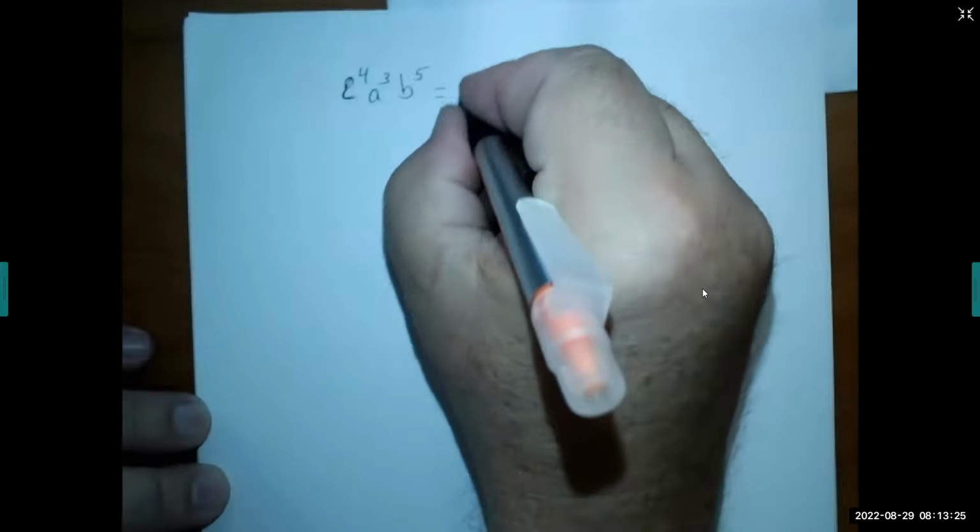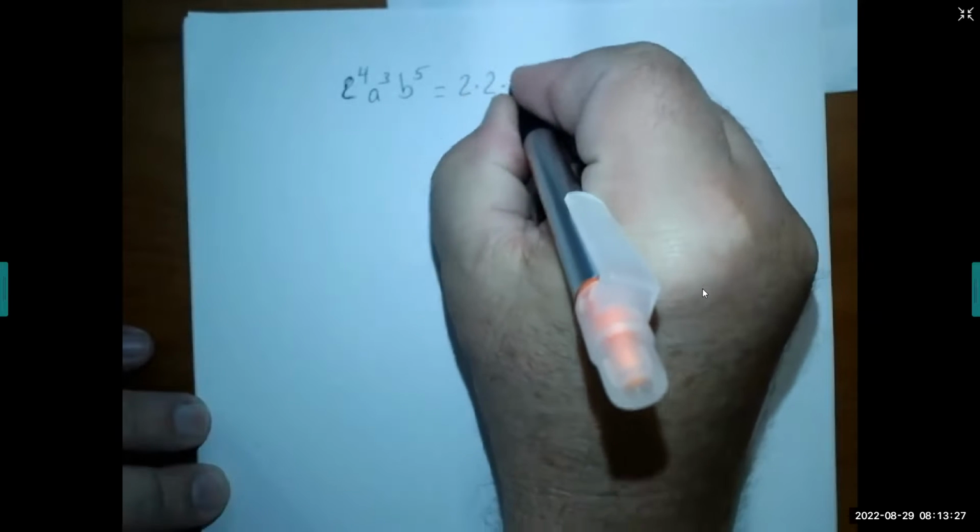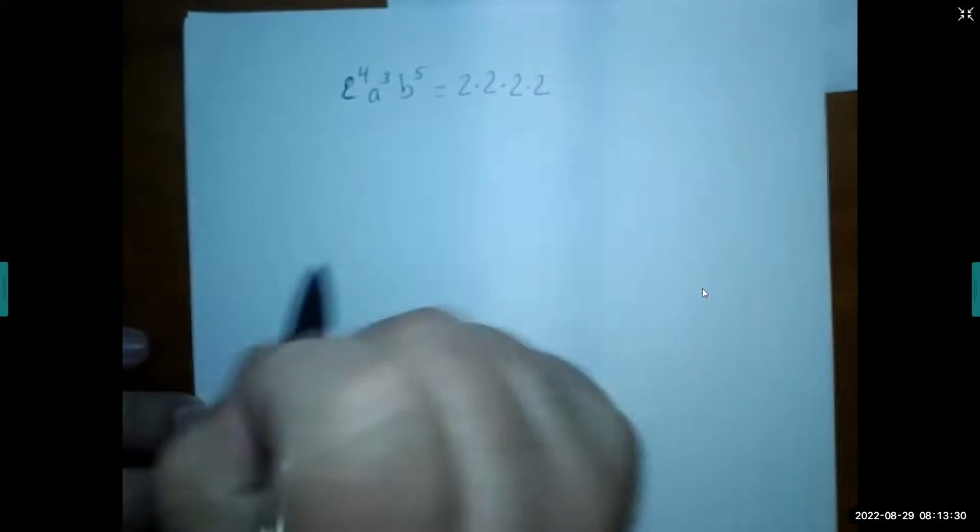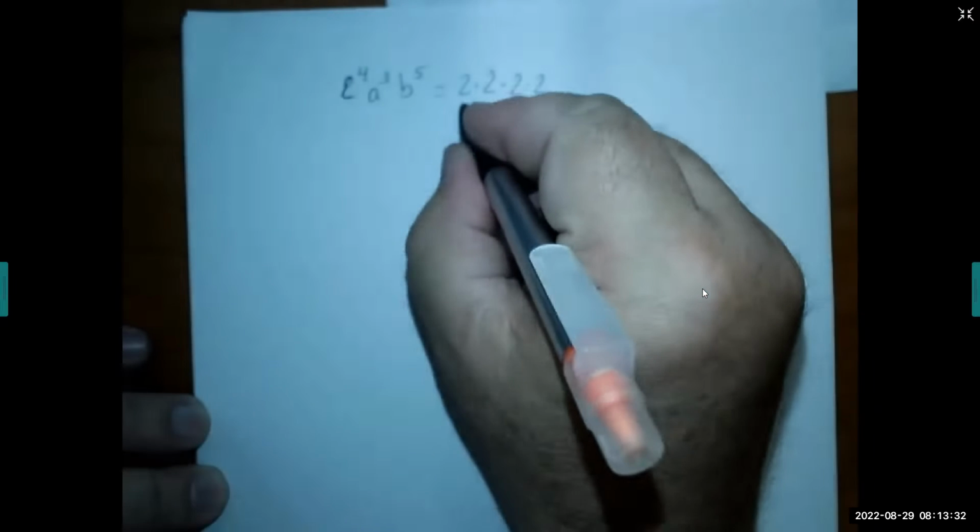How many 2s do we got? Yeah, so it's 2 times 2 times 2 times 2. There's 4 2s. There's 4 of them, which is because of the exponent.